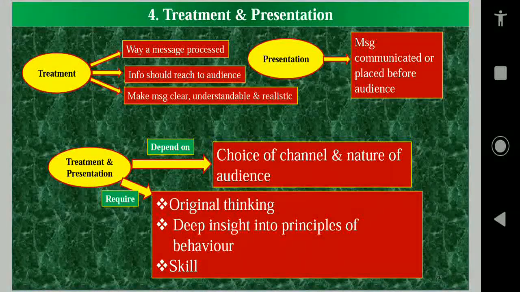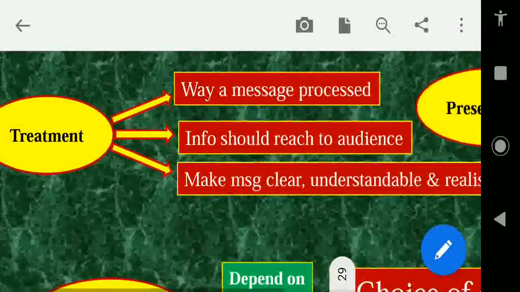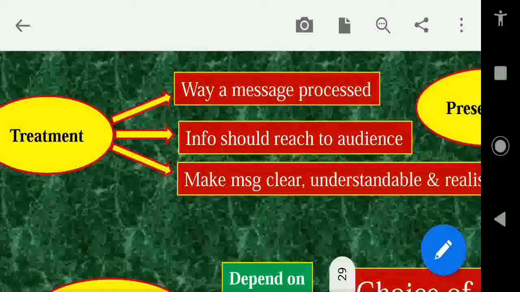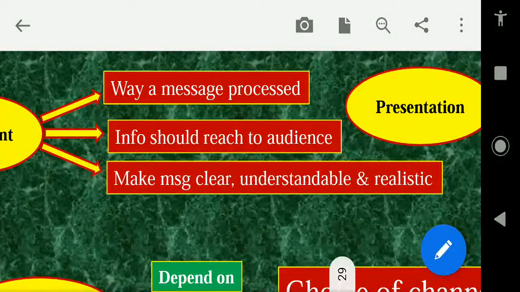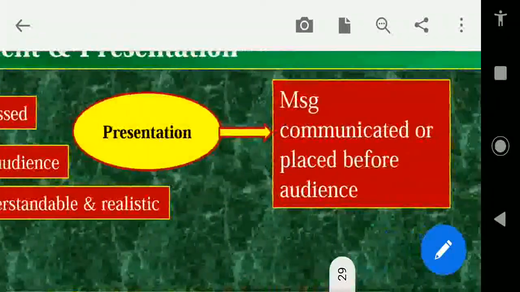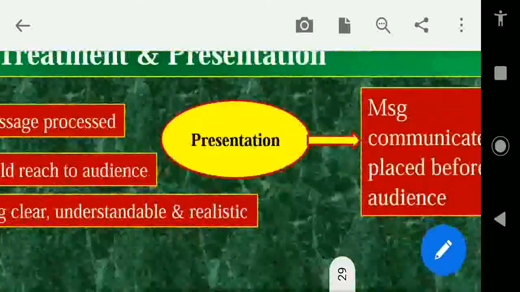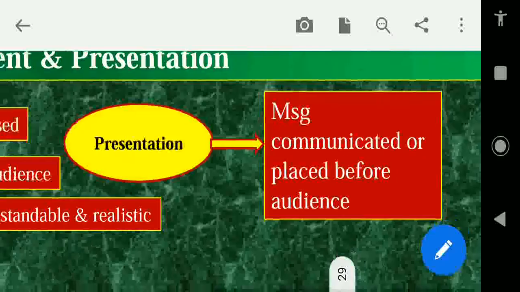Next come to treatment and presentation. Treatment means the way a message is processed so that the information gets across to the audience. Information should reach the audience and make the message clear, understandable and realistic to the audience. Presentation means how the message is communicated or placed before the audience.